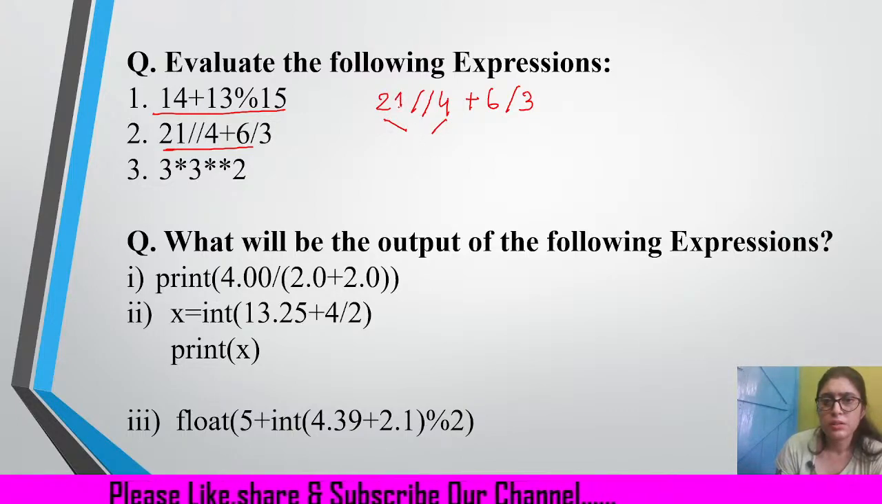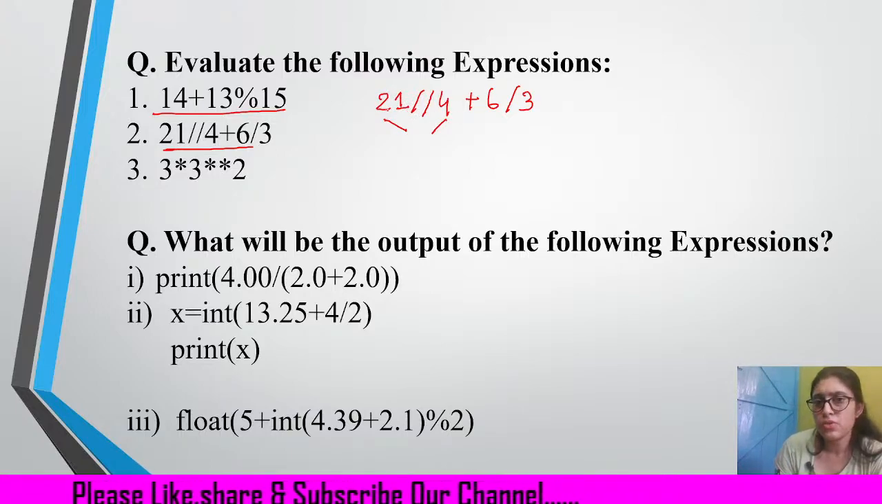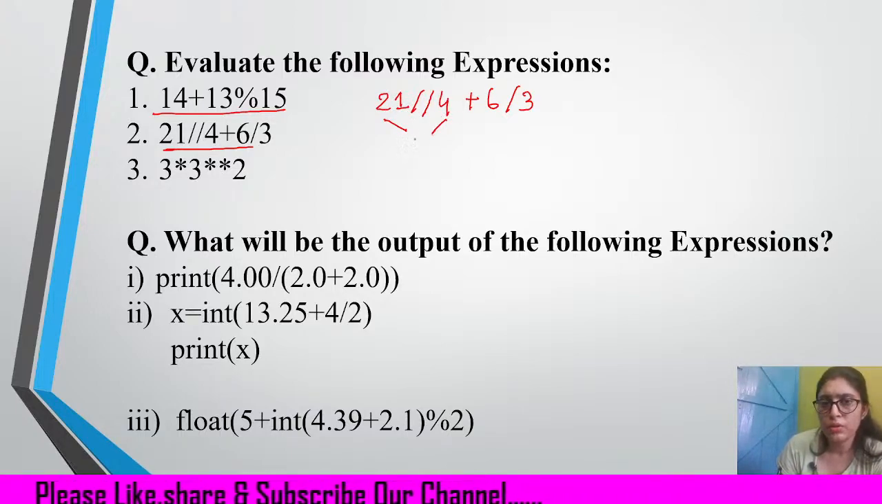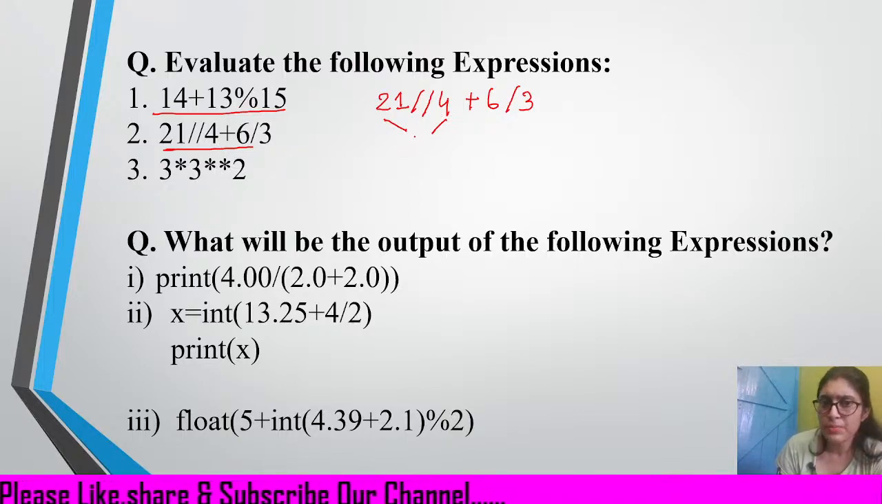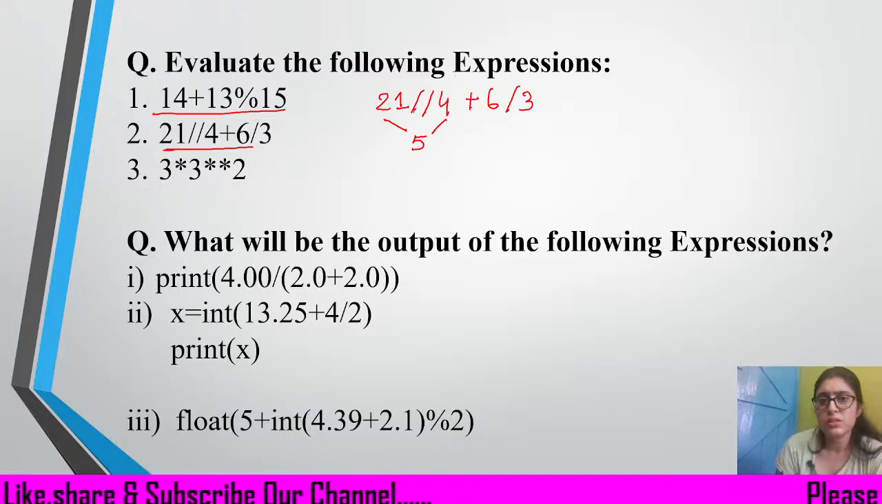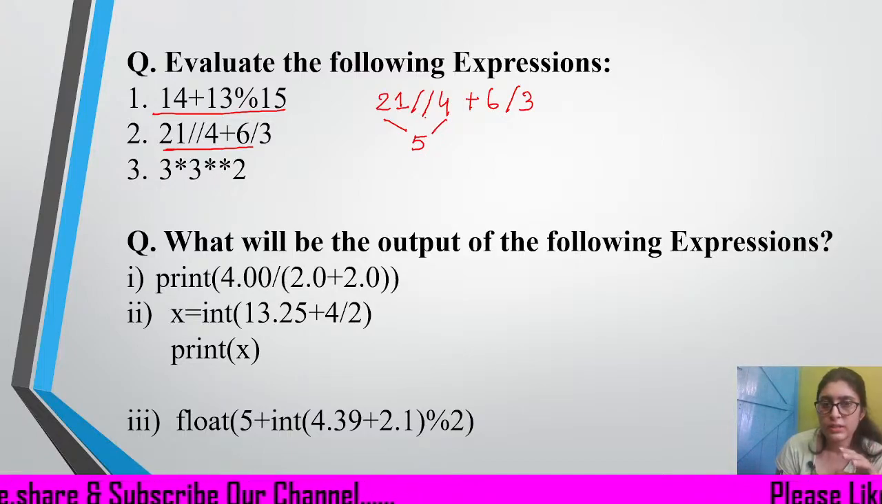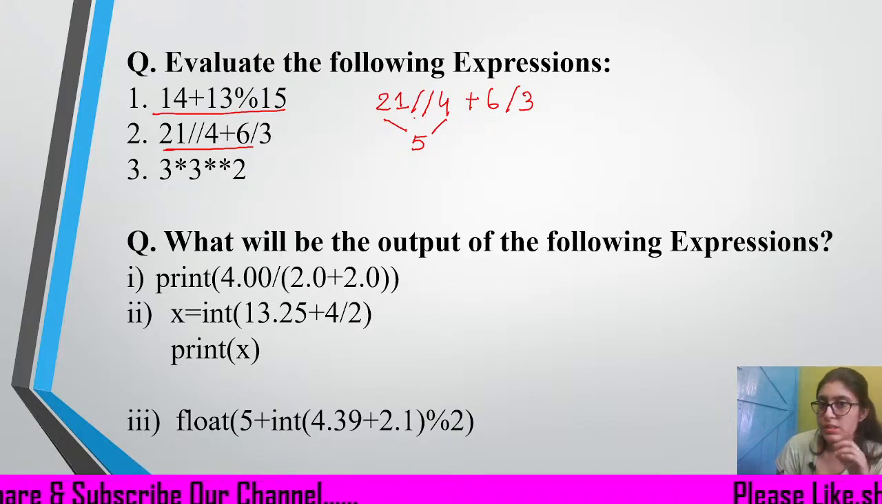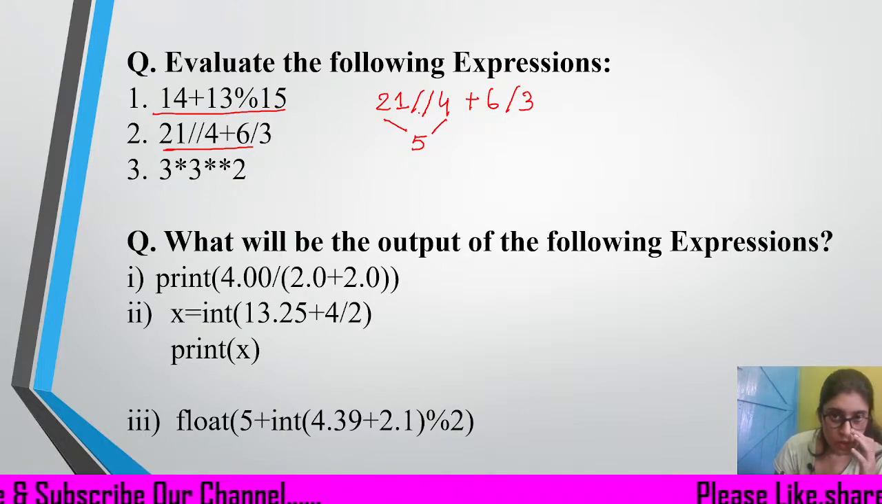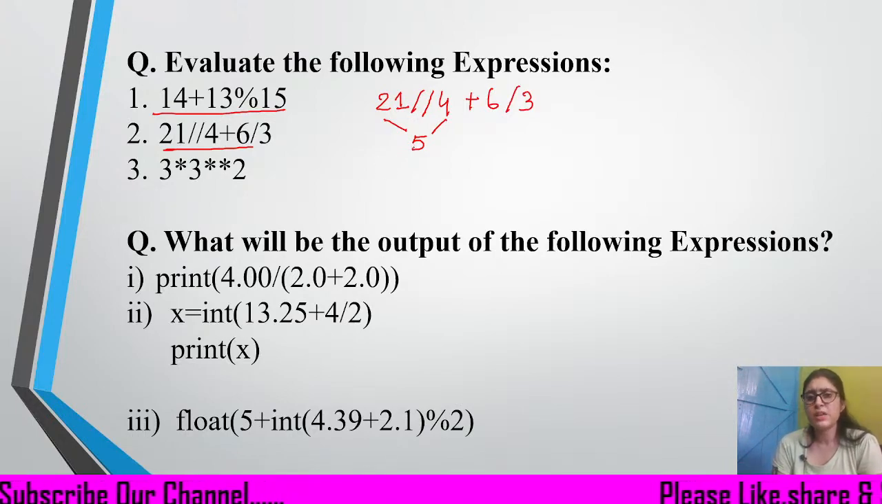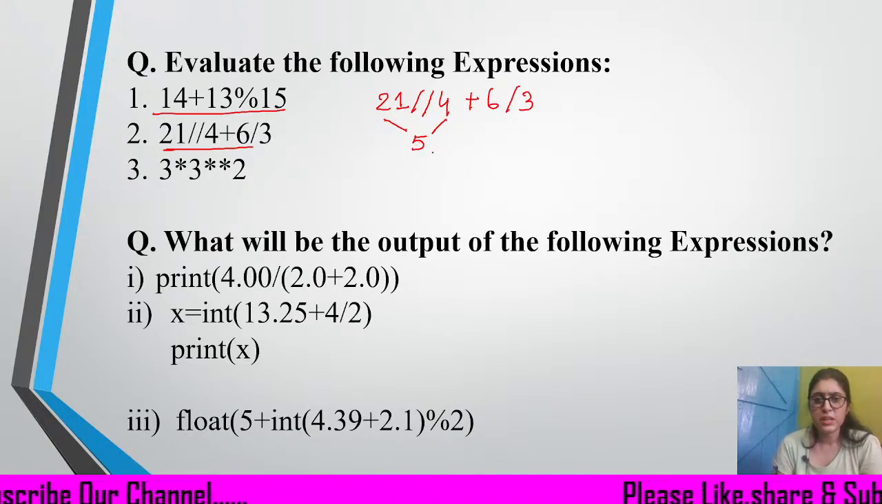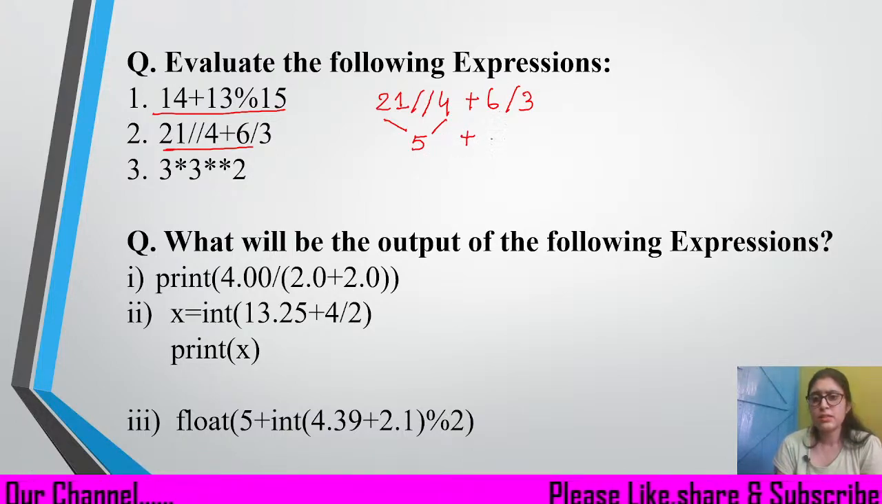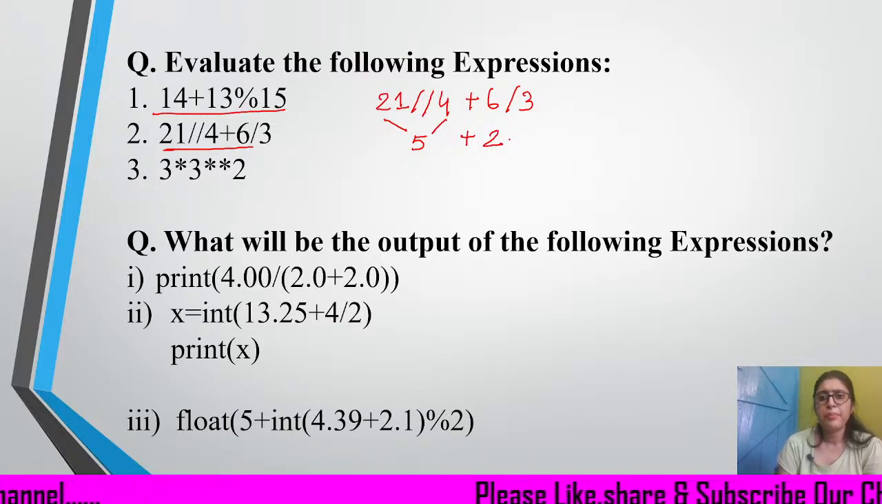is give you, if I divide 21 with 4, what I will get? 5 point something, right? So it will give you the integer part, because this double slash I have told you at the time of we are going through the operators. This is the arithmetic operator. So this double slash will give you the integer part, right? So here we are getting 5 plus 6 divide 3. So 6 divide 3 we will get 2, right?